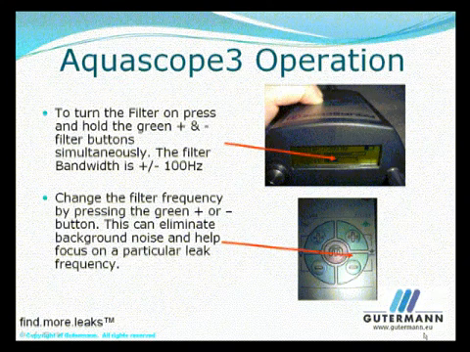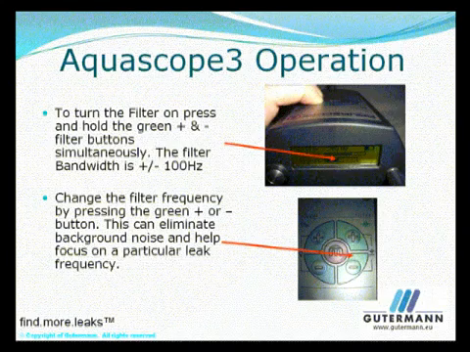Filters are used to tune into the sound of the leak and eliminate background noises. To turn the filters on, press the green plus and minus buttons on the front panel simultaneously. Change the filters by scrolling up with the plus or down with the minus. The range is between 200 to 5000 Hz, and the bandwidth is plus and minus 100 Hz from the value displayed. For example, if it's tuned to 600 Hz, you're listening to noise between the bandwidth of 500 Hz and 700 Hz.